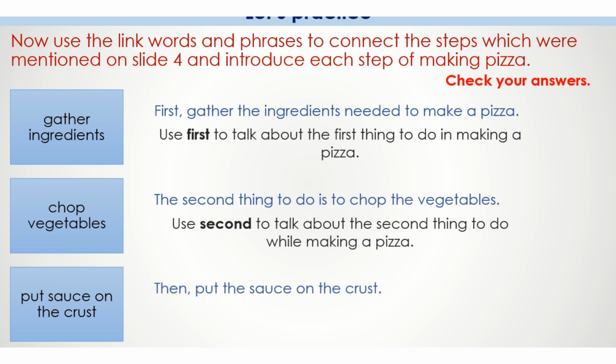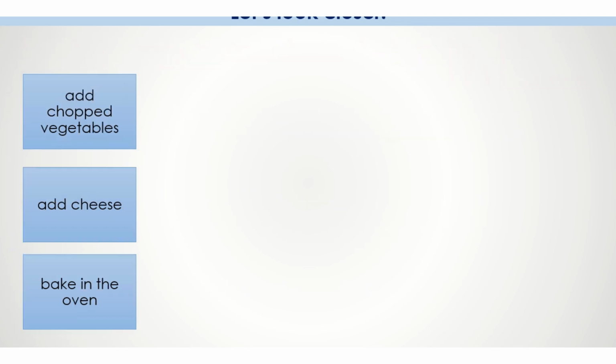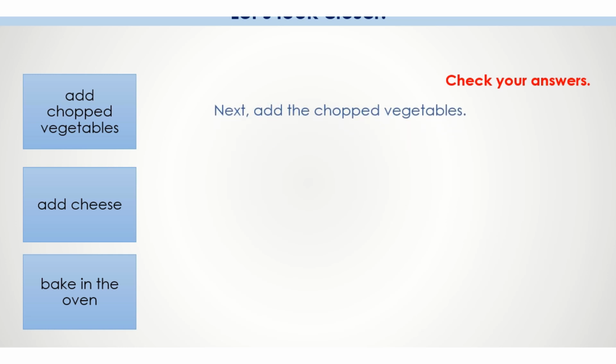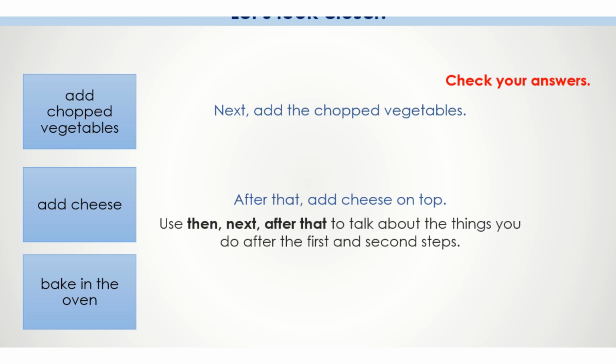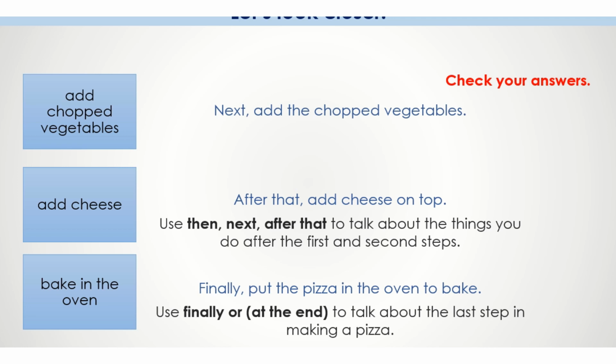Number 3, then put the sauce on the crust. Number 4, next, add the chopped vegetables. After that, add the cheese on top of the vegetables on the crust. We can use then, next, after that to talk about the things you do after the first and second steps. Finally, the last step, put the pizza in the oven to bake. Finally, or at the end, to talk about the last step in making a pizza.